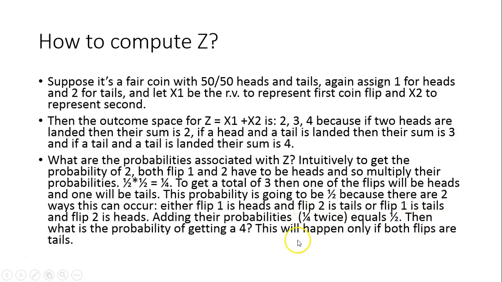Adding the probabilities, or 1/4 twice, will be 1/2. Then what is the probability of getting a 4? This can only happen if both flips are tails. And this is a 1/2 chance that the first one is tails and a 1/2 chance the second one. Again, I multiply those probabilities together to get z.